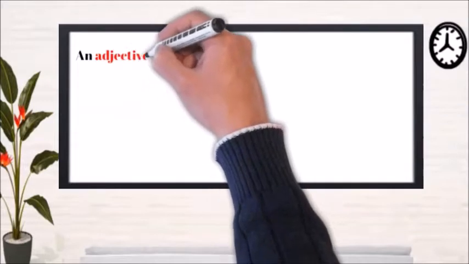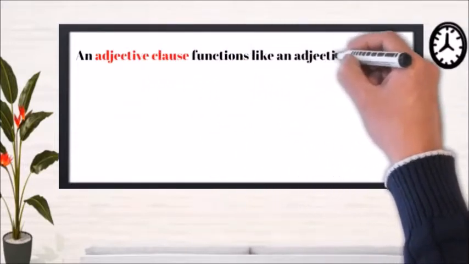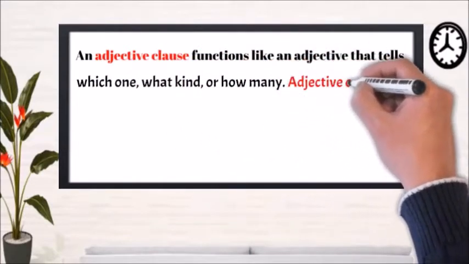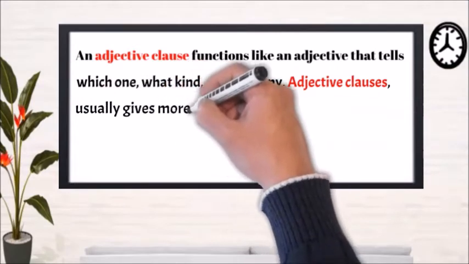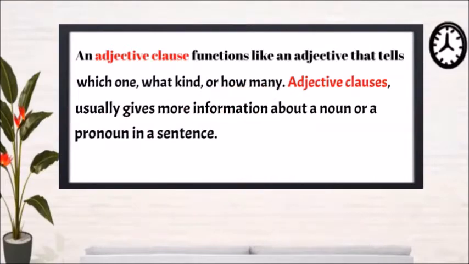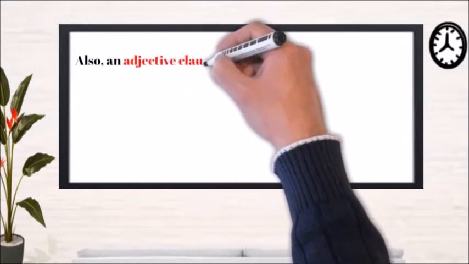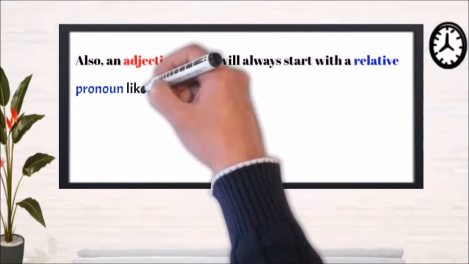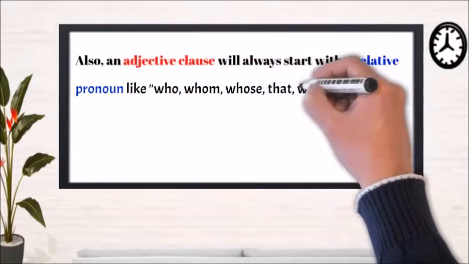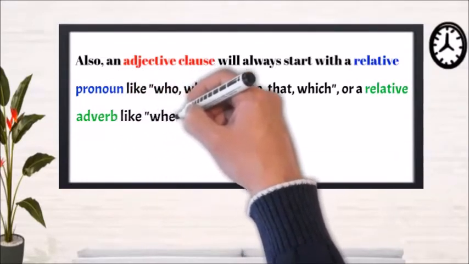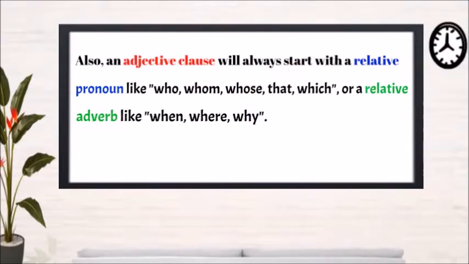Great question, Usman. An adjective clause functions like an adjective that tells which one, what kind, or how many. Adjective clauses usually give more information about a noun or a pronoun in a sentence. Also, an adjective clause will always start with a relative pronoun like who, whom, whose, that, which, or a relative adverb like when, where, why.